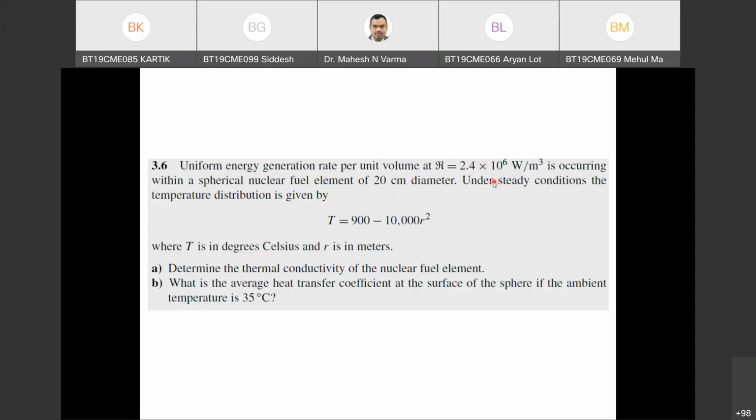That is Q. Small Q or capital Q? Capital Q, sir. Very good. Capital Q. So once you have capital Q, how to get small q in Fourier law of heat conduction?